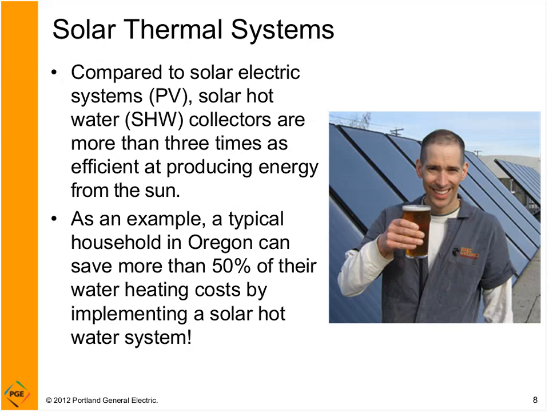Just to give you a sense of the savings you can achieve, a typical household in Oregon can save more than 50% of their water heating costs by implementing a solar hot water system. So solar thermal does work great. It works great for residential systems. And if you have the right application, it works great for industrial or commercial systems.